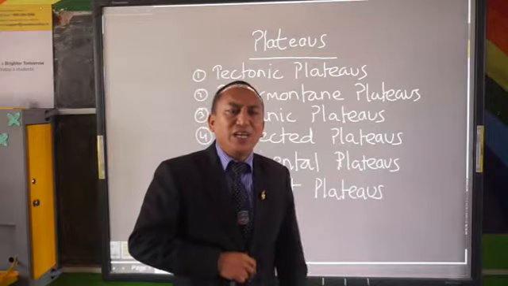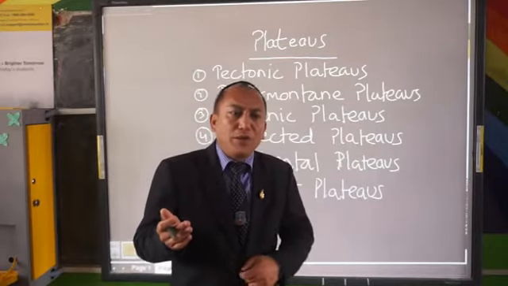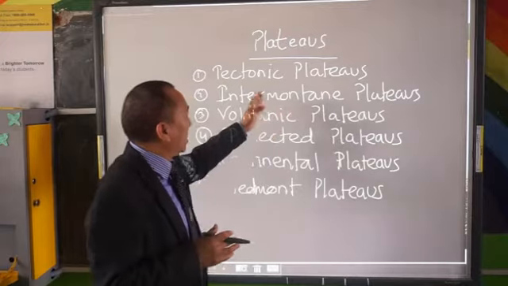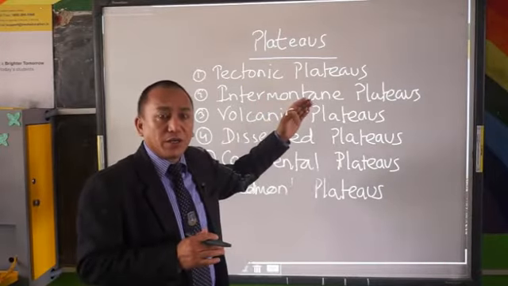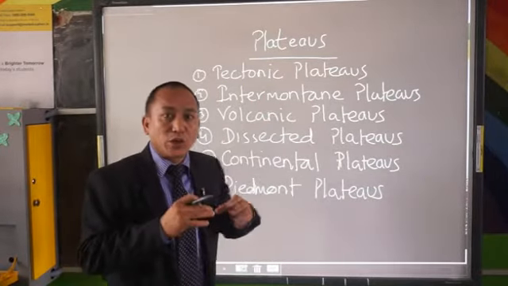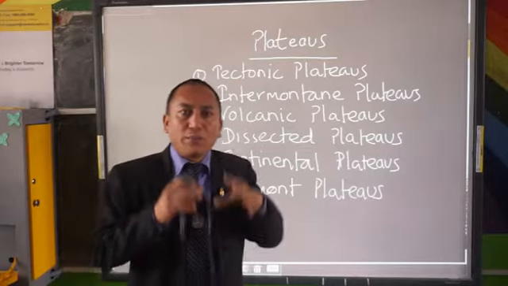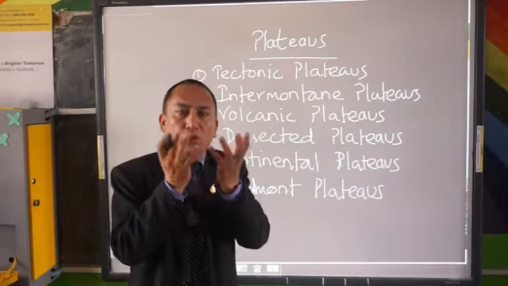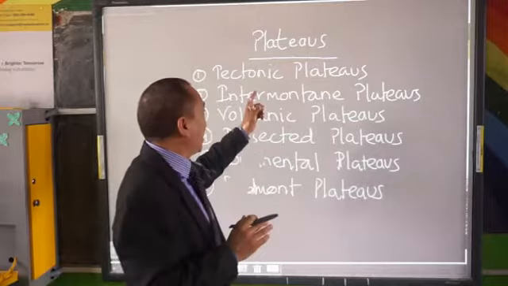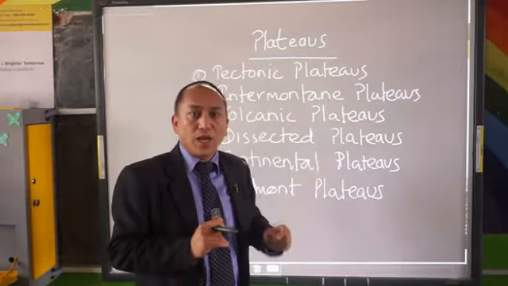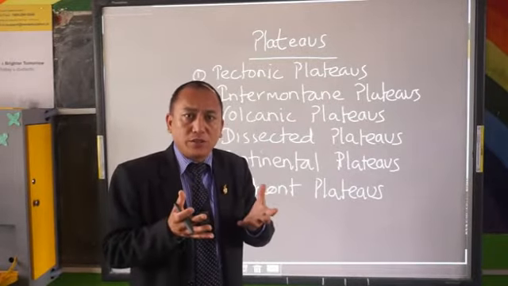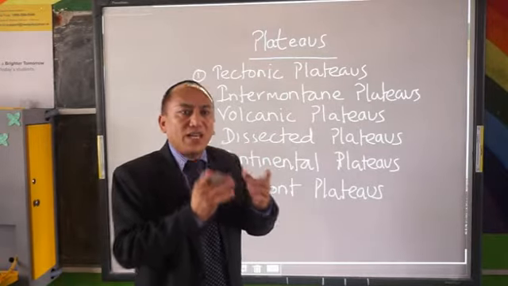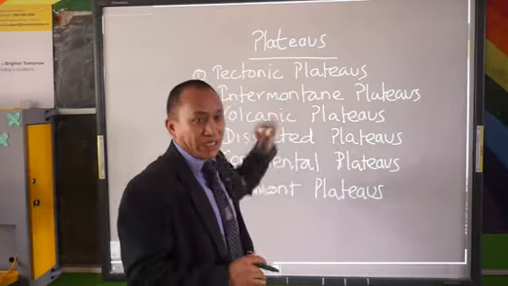Next one is the intermontane plateau. An intermontane plateau is also a plateau which is formed because of the upliftment of the tectonic plates. These plateaus are found between the mountains. That's why they call it intermontane plateaus. A plateau which is surrounded by mountains on two sides or three sides is called an intermontane plateau. It is formed because of the upliftment of the tectonic plates.